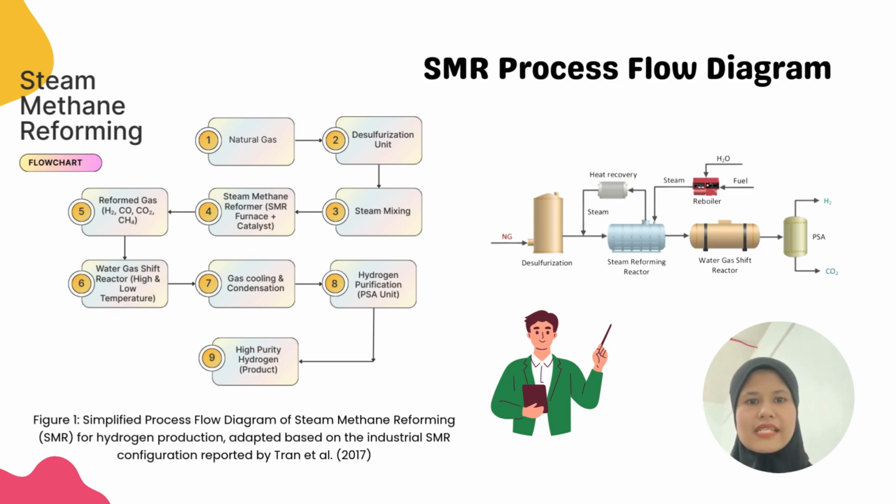The reformed gas then passes through a water-gas shift reactor, where carbon monoxide is converted into additional hydrogen by reacting with steam. Next, the gas is cooled and condensed to remove excess water. Finally, the hydrogen-rich gas enters the PSA purification unit, which separates hydrogen from other gases, producing high-purity hydrogen as a final product. This flow diagram clearly shows how each unit operation is interconnected, which is very important for process simulation studies.